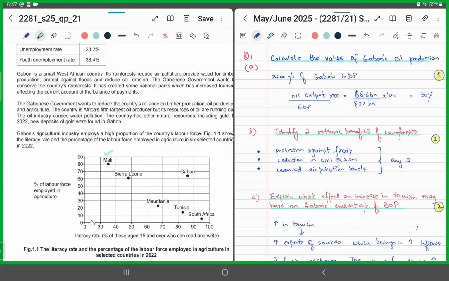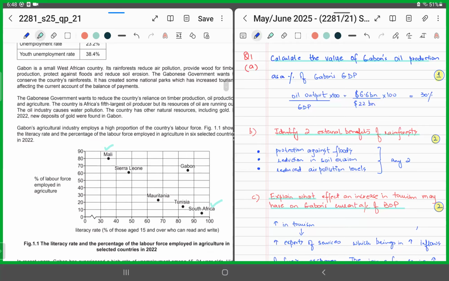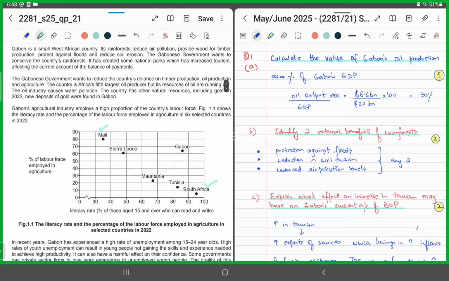The higher the literacy rate, that is in South Africa, which is hovering around 85%, the amount of labor force which is employed in agriculture is less than 10%. So this means the more literate a labor force would be, the higher its inclination would be to employ it in the tertiary sector, right? Not in the primary sector, not in agriculture. They're moving towards more skilled jobs.